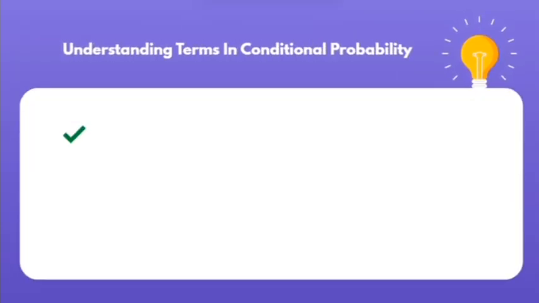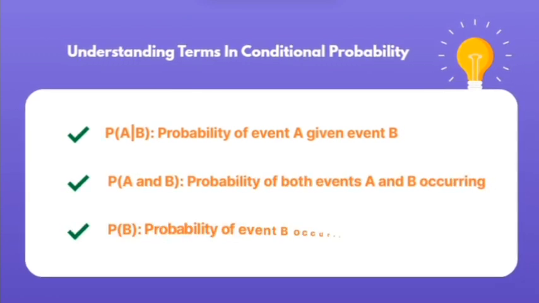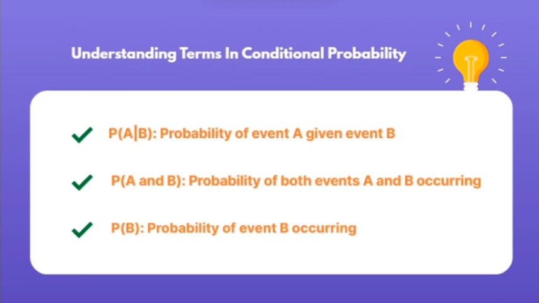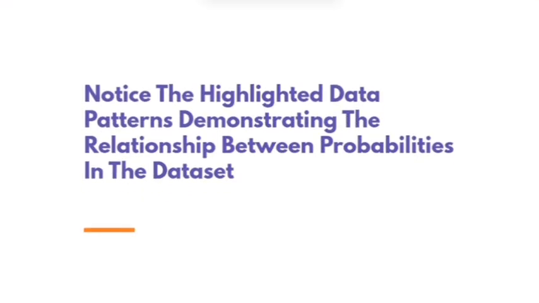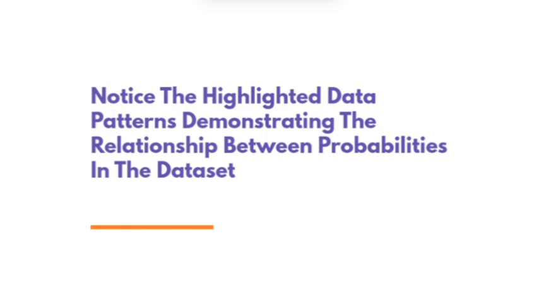Understanding terms in conditional probability. P of A given B is the probability of event A given event B. P of A and B is the probability of both events A and B occurring. P of B is the probability of event B occurring. Notice the highlighted data patterns demonstrating how these probabilities relate in the dataset.